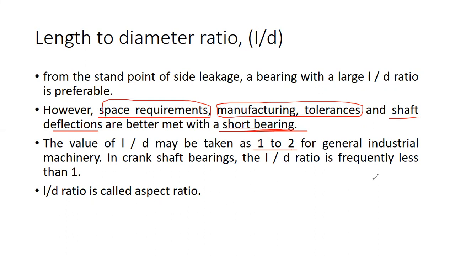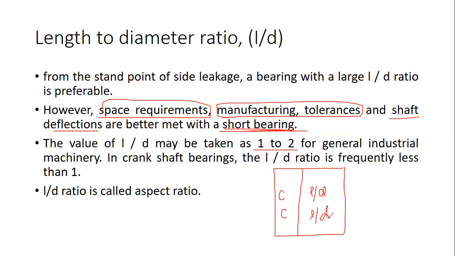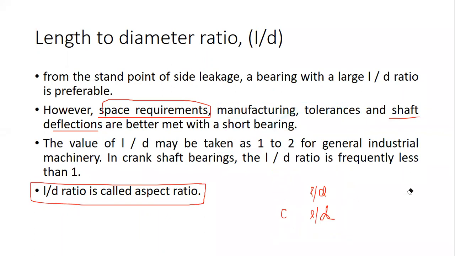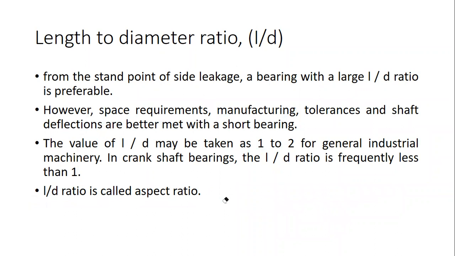So guys, you'll see in the design data books, based on application, for centrifugal compressors, general machinery, and so on, this table of L by D ratio is given. So the L by D ratio is chosen as per application as well. This L by D ratio is called the aspect ratio. In many universities, it's not written as L by D ratio. It says, what is the aspect ratio? Then this L by D ratio is the aspect ratio.